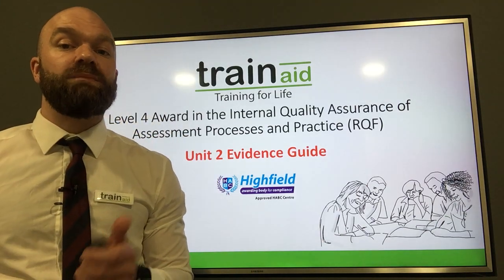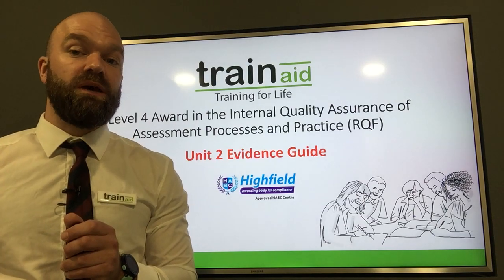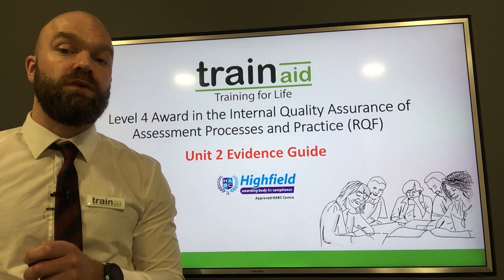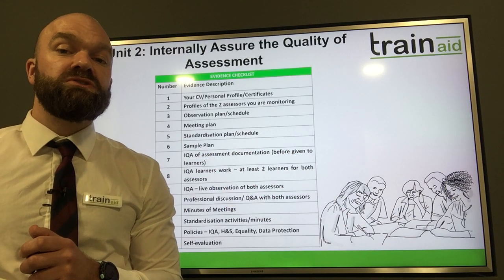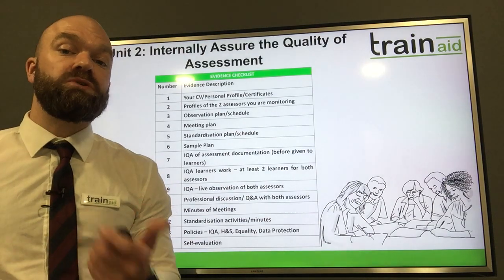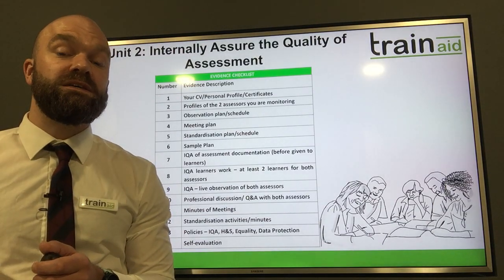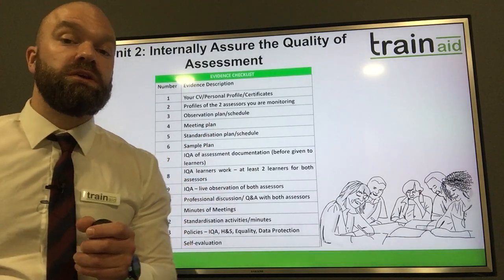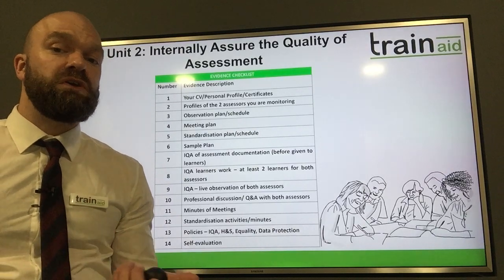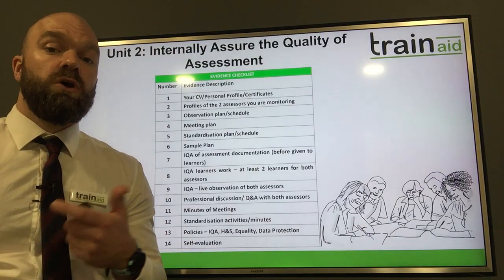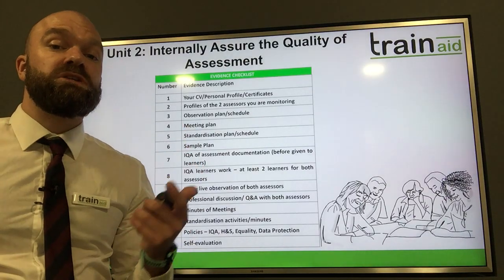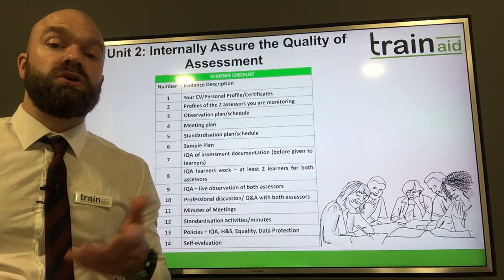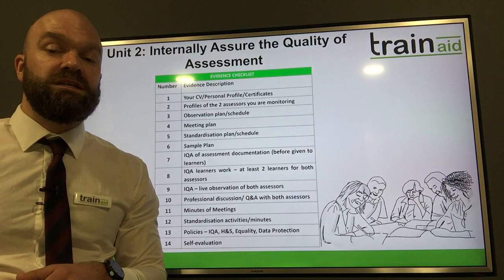My name is Nick and I'm here today to talk to you about the Level 4 IQA qualification and what evidence is required for your Unit 2 portfolio. The Unit 2 IQA portfolio is demonstrating that you are a fully active and functioning IQA. There are 14 different criteria that you need to fulfill in order for you to gain your IQA certificate. Within this video, we're just going to be talking about each one in turn and providing you with some practical examples of how you can demonstrate that you are an active IQA.